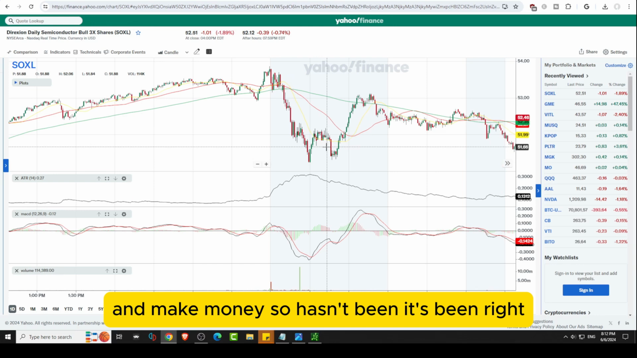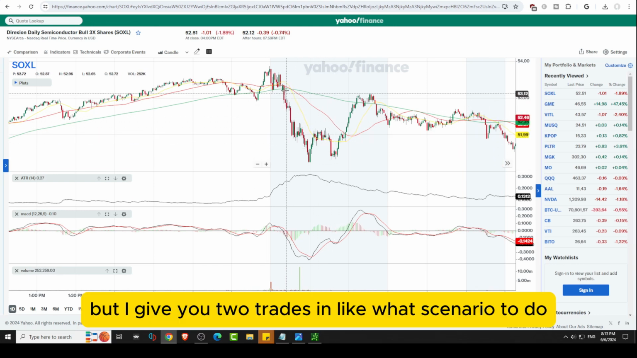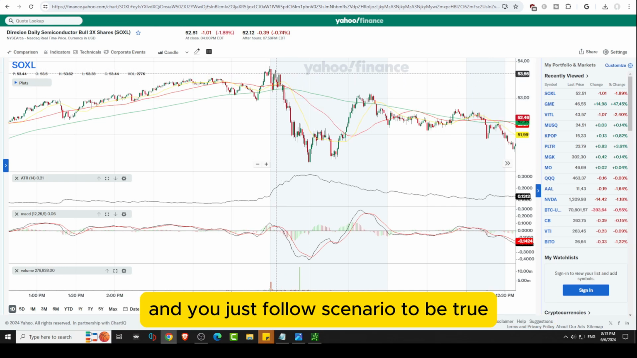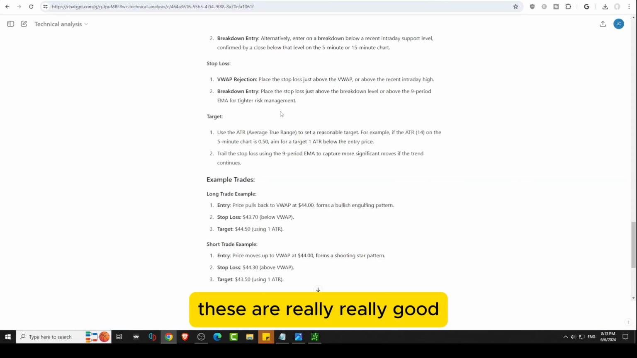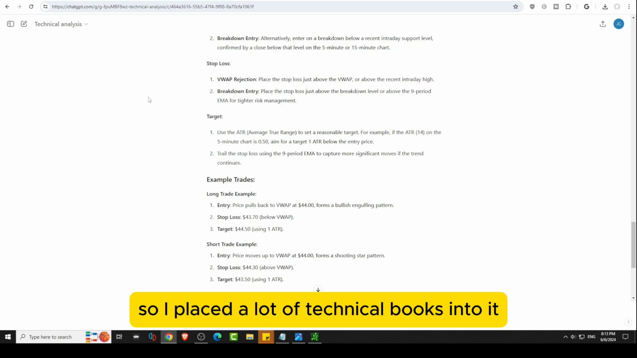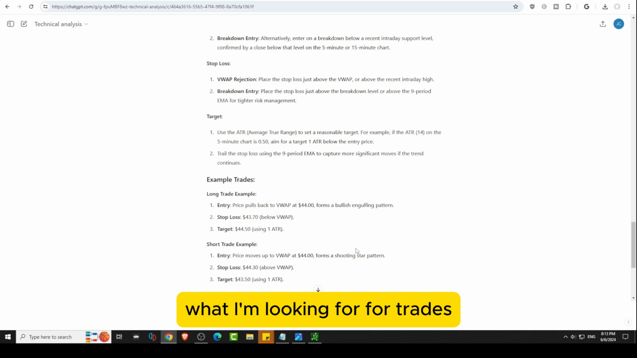So it's been right most of the time, has been wrong, but it gives you two trades and like what scenario to do, and you just follow the scenario to be fine and make money most of the time. So far these are really really good. So I placed a lot of technical books into it, and I taught it these what I'm looking for trades. So it makes my life easier.